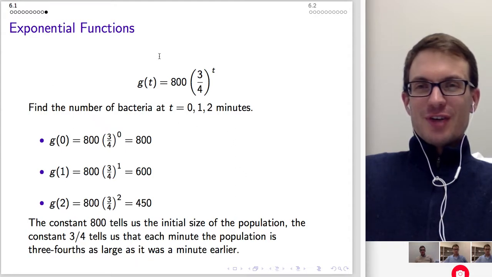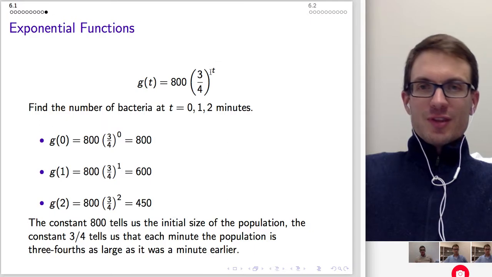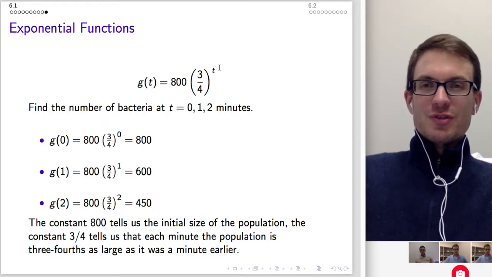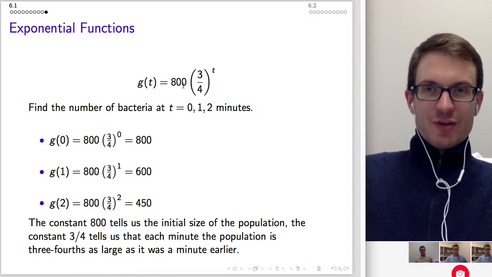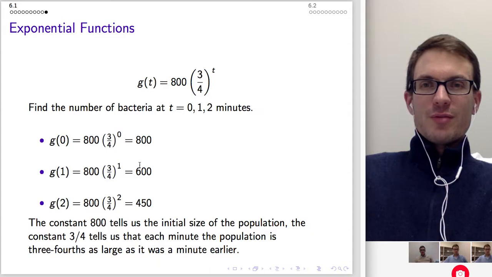All right, so here's the example. We have g of t is equal to 800 times 3/4 to the t. We're going to find the bacteria at 0, 1, and 2 minutes. All we have to do is evaluate. So plug in 0 for t. Well, we know that's going to be 800, because our initial value is 800 and 0 is our starting point. So we probably know that one immediately.